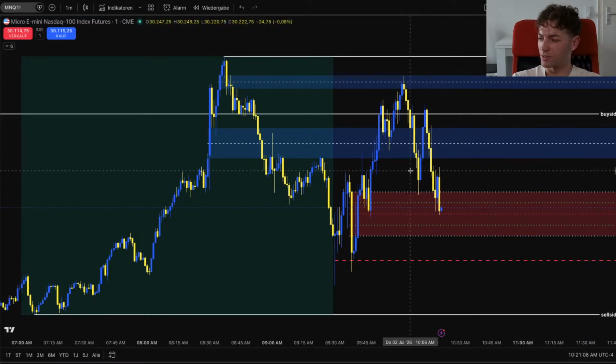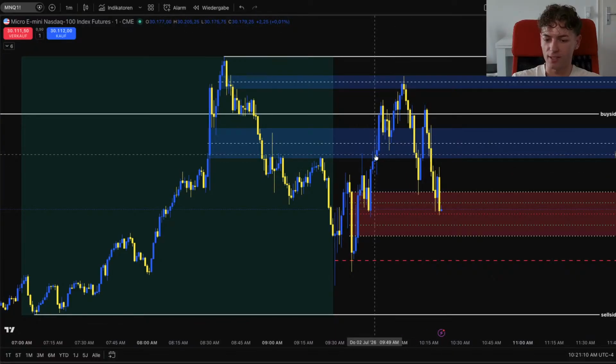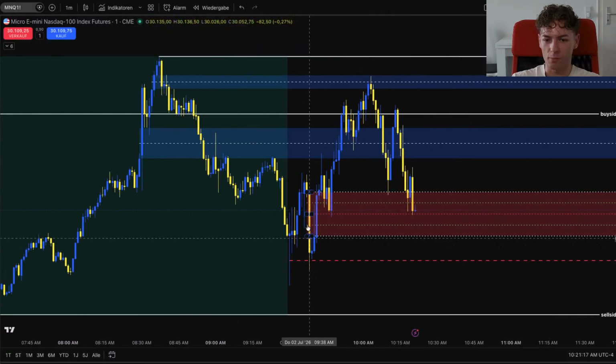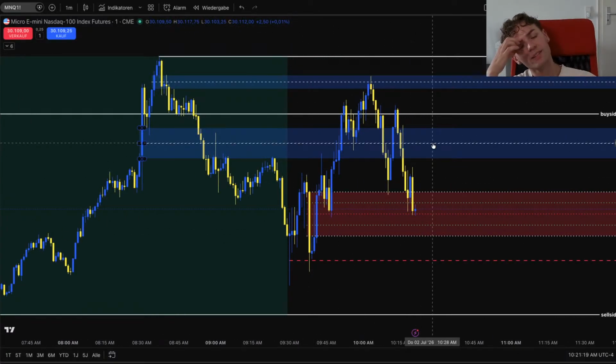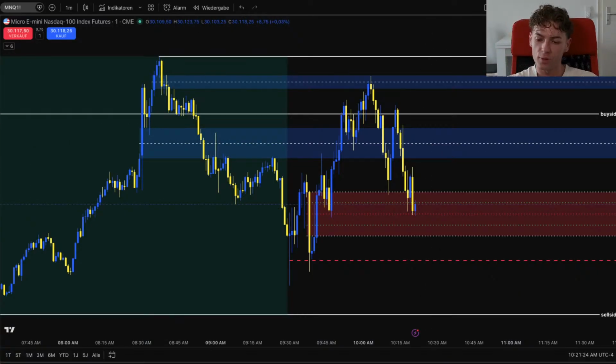Bro, let's just talk price action right now. What the fuck is this? This is just bullshit. This is just complete BS. Bro, what the fuck?